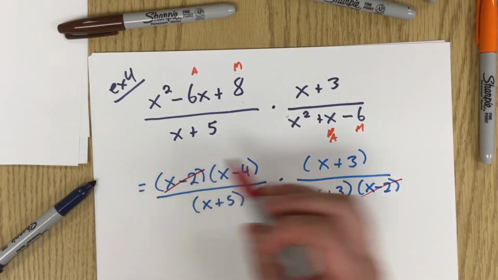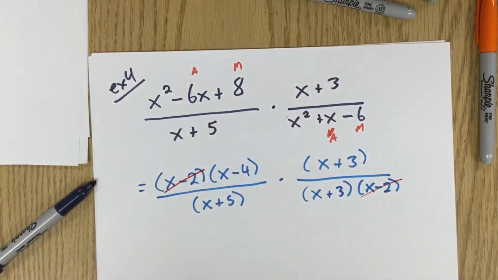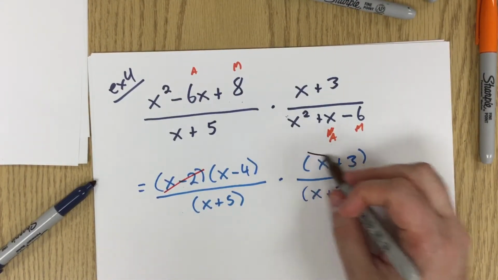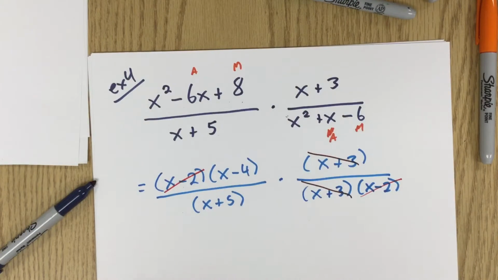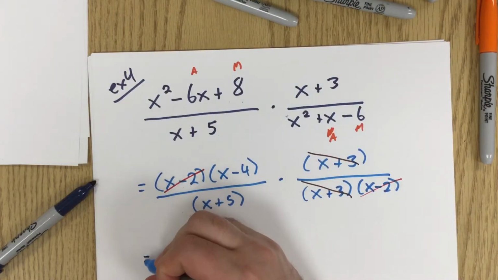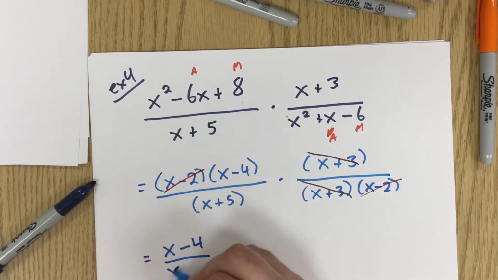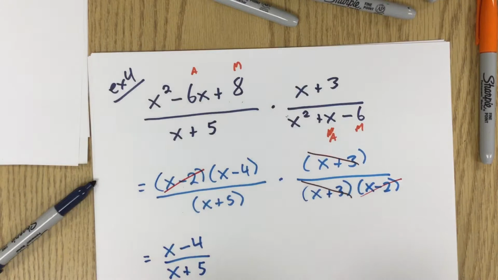These cancel, minus 2 and minus 2. Now, and this is actually in the same one, the plus 3 and plus 3 also both cancel. So we're going to be left with x minus 4 over x plus 5.